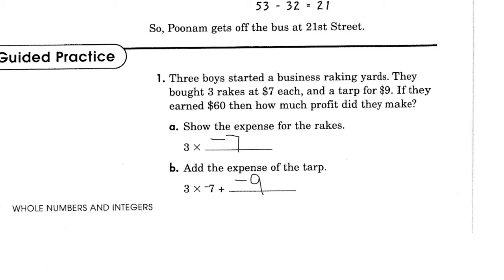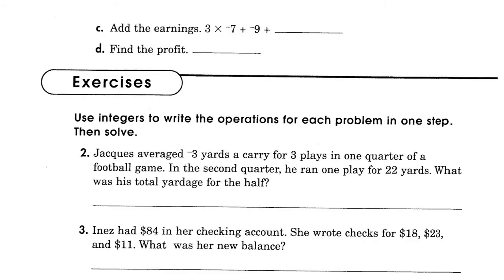Make sure you guys get that written down before going on to the next page. For part C of the problem, it says add the earnings. Well, we made $60. So we have 3 times -7 plus -9 plus 60. If we punch that in on our calculator, we end up with a profit of 30. Now, the correct way to write that would be $30 to put a label on it.